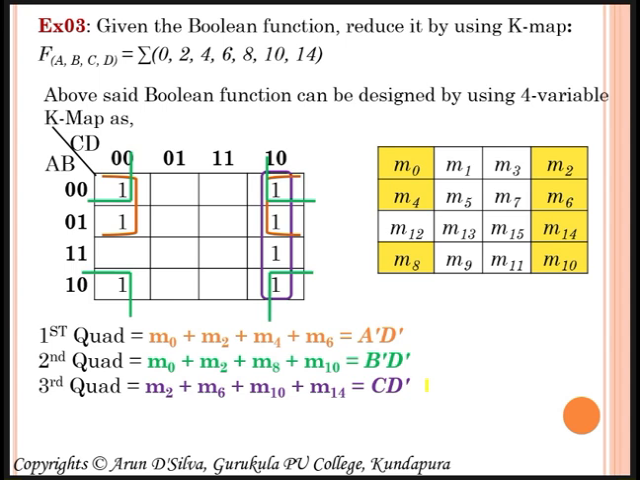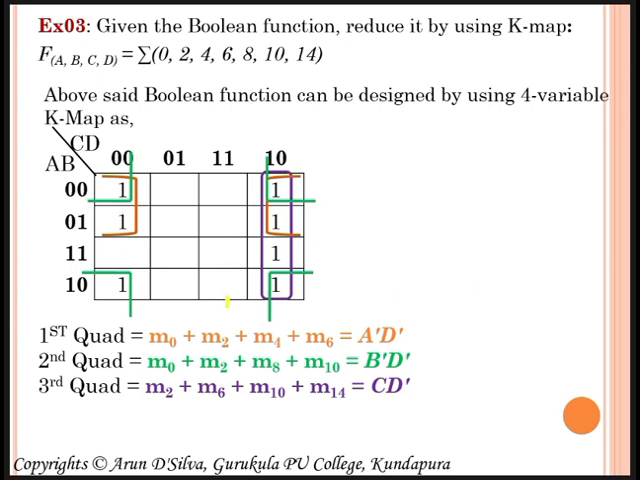Therefore CD dash. Alternative method, M2 equal to A dash B dash C D dash, M6 equal to A dash B C D dash, M10 equal to A B dash C D dash, M14 equal to A B C D dash. If you see here, A dash and B dash in the first term, second term when it will come A dash B becomes, third term A B dash becomes, and fourth term A B becomes. So AB's value will change, but C D dash value will not change, it remains same. Therefore we have to take C D dash. All the ones in the K-map are involved in the group.